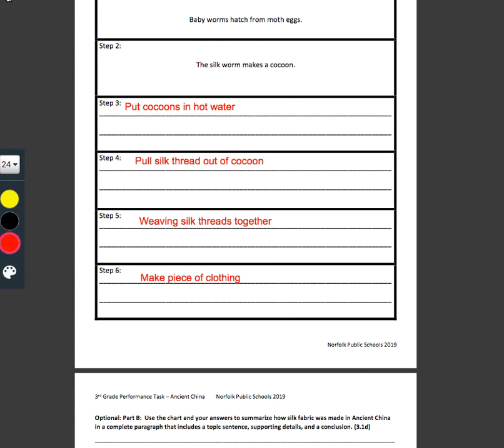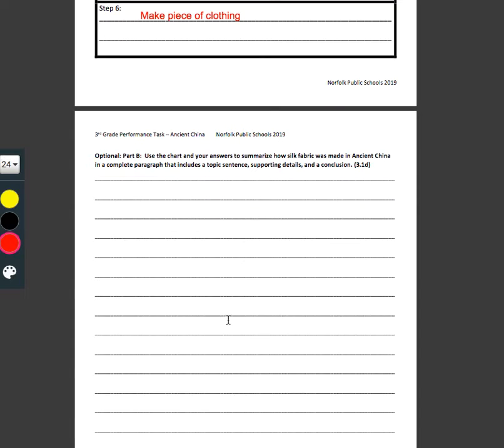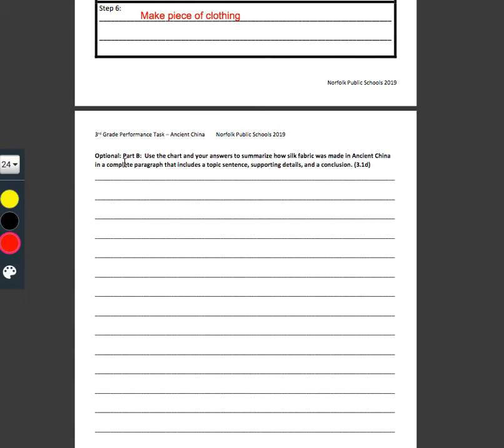After we finish our chart, the students will have a chart they have to fill out on the independent one as well. We're going to go down to part B. On the actual assignment, it won't say optional. During the actual assessment, they're going to have to do it. It's not an option. Right now, this is optional, but for our assignment, we are going to do it as practice. It says, use the chart to answer your questions.